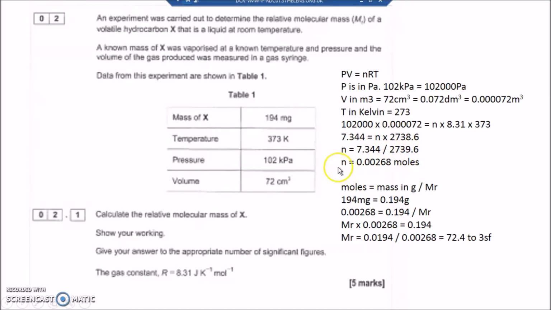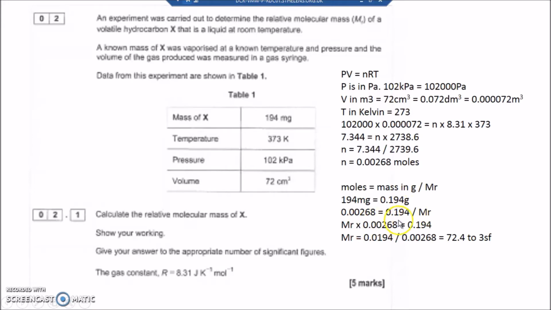What else do I know about x? I know the number of grams, or at least I can do 194 milligrams. To convert a smaller unit into a larger unit like a gram, because it needs to be in grams, divide by 1,000, 0.194 grams. So now what have I got? I've got moles, I've got mass in grams. I can work out the MR because moles is mass in grams divided by MR. So 0.00268, which is the number of moles, is 0.194 grams divided by MR.